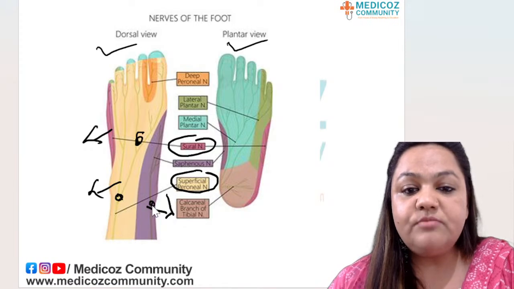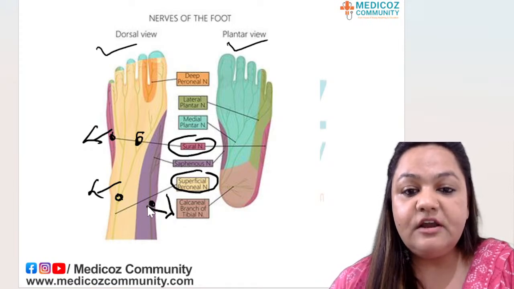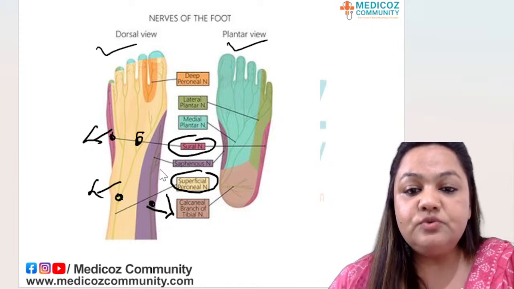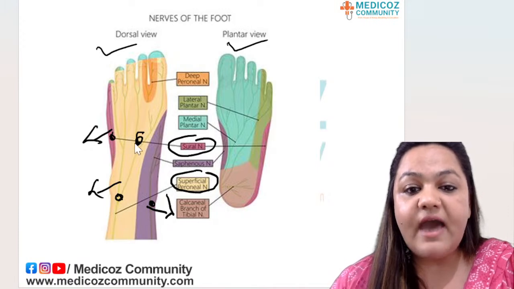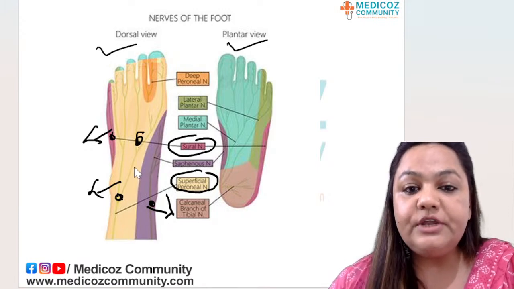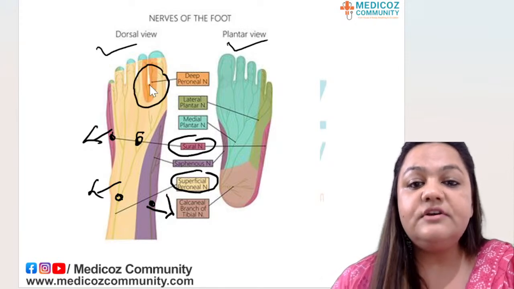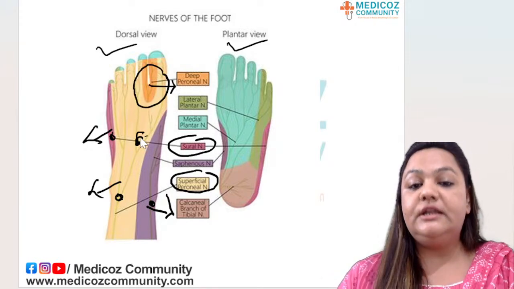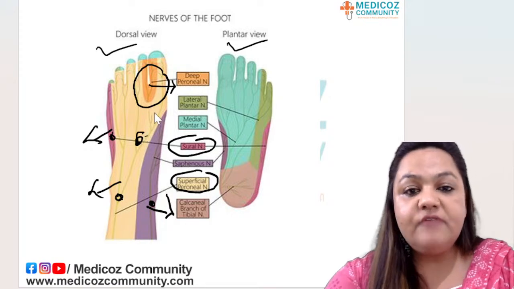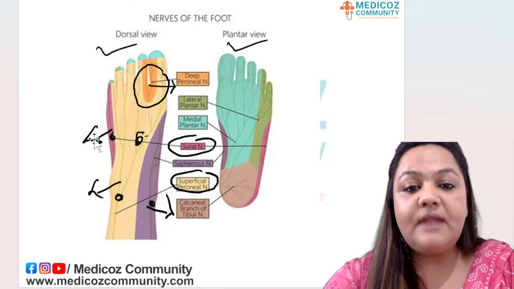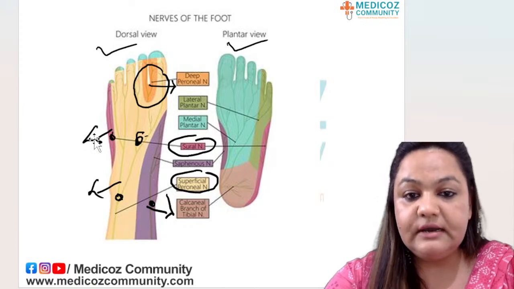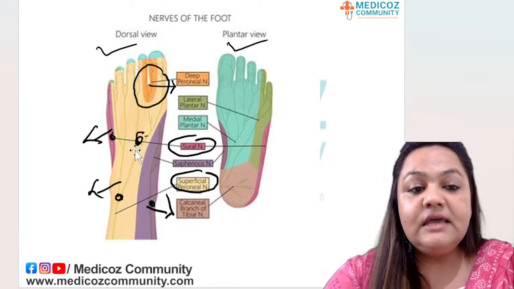So on the dorsum of the foot we have these three nerves: the sural nerve, the saphenous nerve, and the superficial peroneal nerve. There is one more nerve in this area, called the deep peroneal nerve. So now we have these four nerves supplying the dorsum of the foot. Clear? Now we will see the condition here.